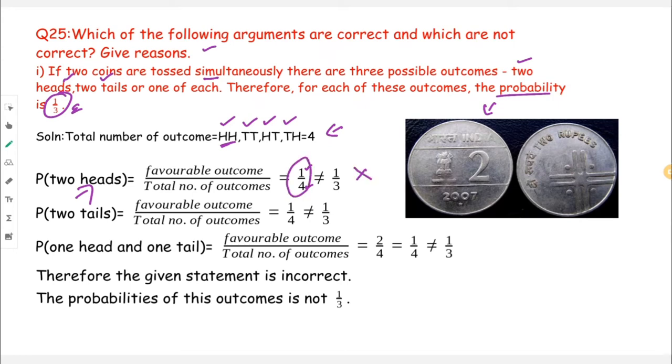All right, let's do the same thing for two tails. If you look here, for two tails there's just one favorable outcome, which means it is again 1 by 4, which is not equal to what the question has given us, 1 by 3 again. That's why 1 by 4 is not equal to 1 by 3. Let's try for one head and one tail. There are two: head, tail and tail, head. So my favorable outcome is 2 by 4, which is 1 by 2, which is not equal to 1 by 3. So you can see that the statement is incorrect when the question said it is 1 by 3. The probability of this outcome is not 1 by 3.